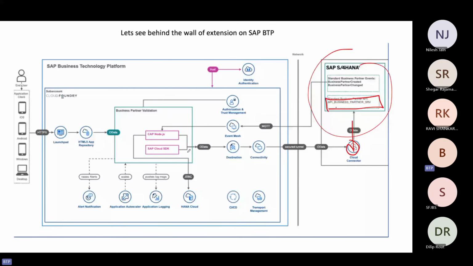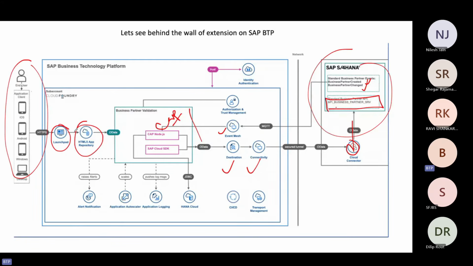Similarly, if you want to do some event communication, like when a business partner is created or changed, you can bring the data using event mesh, which then gets consumed by CAP. These are the end users, and you can see your end user accesses your application using the launchpad and HTML5 repository.